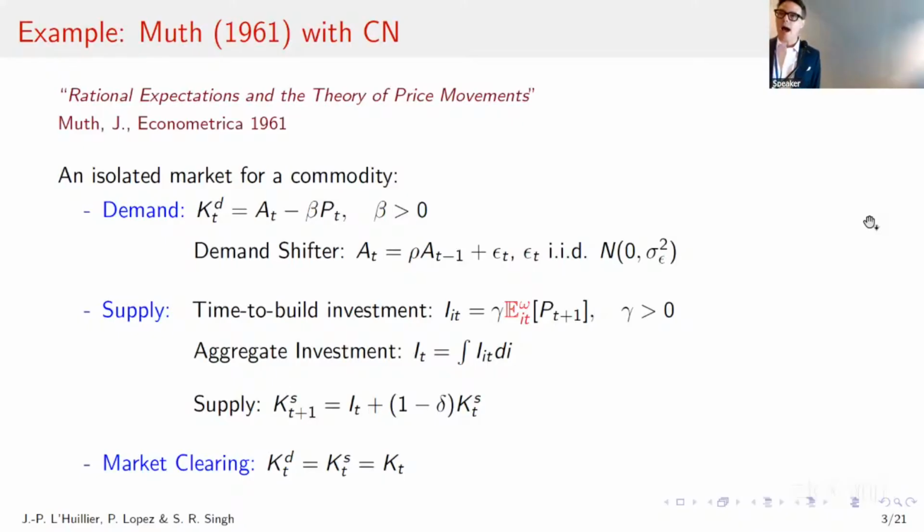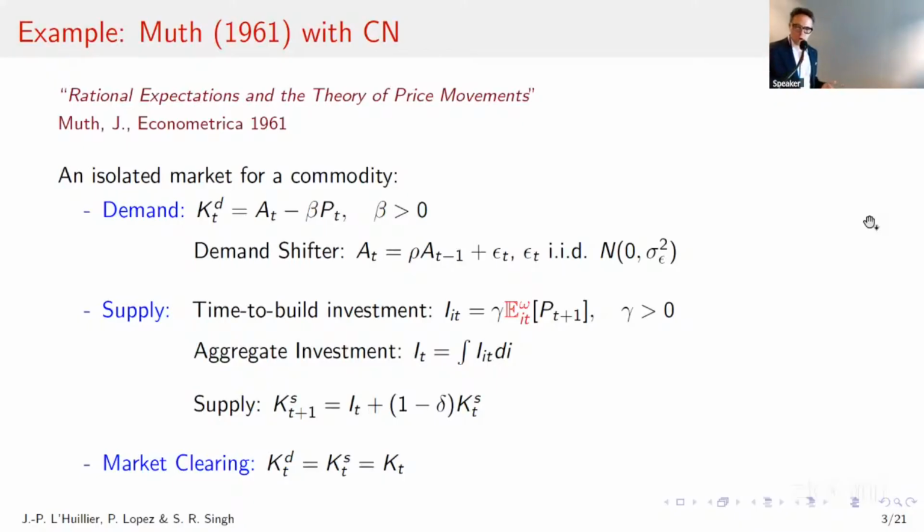So the investment of firm i at time t is given by the expectation of the price of the commodity in the next period. And now this expectation operator is where competition neglect is going to enter. This is why there's a superscript omega, which is the competition neglect parameter. So it's going to be the distorted expectation. I'm going to tell you in detail what that means on the next slide. Aggregate investment, I_t, is given by the integral of investment across firms, and the supply side is given by a standard capital dynamics equation. Market clearing requires that demand is equal to supply.